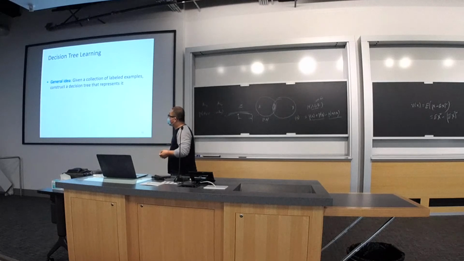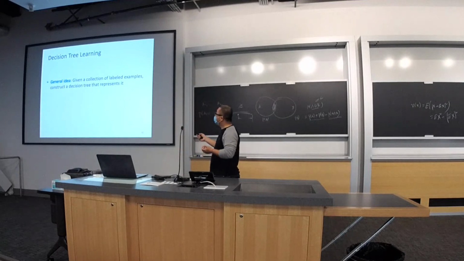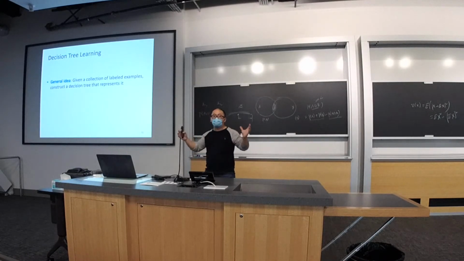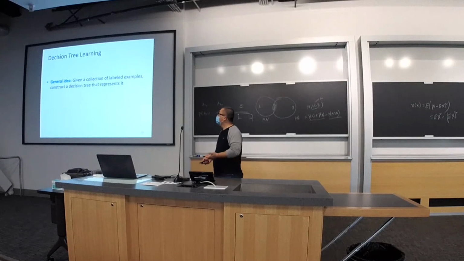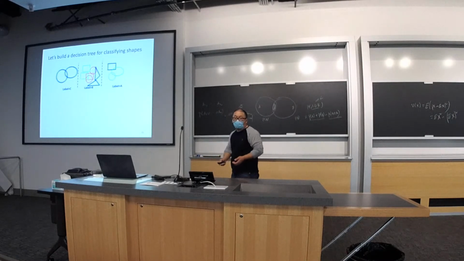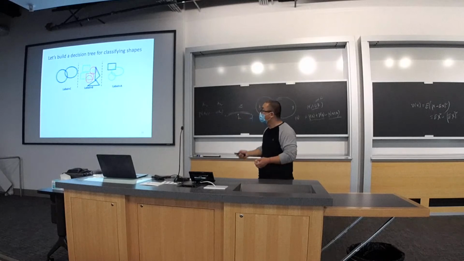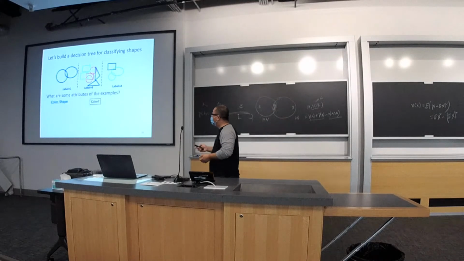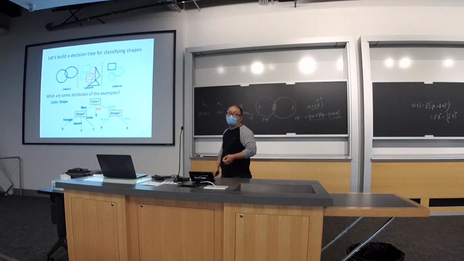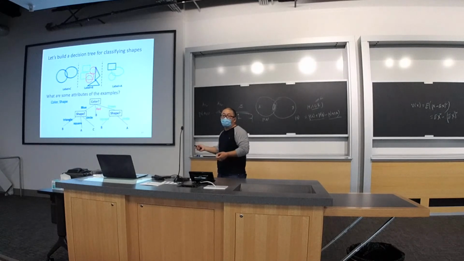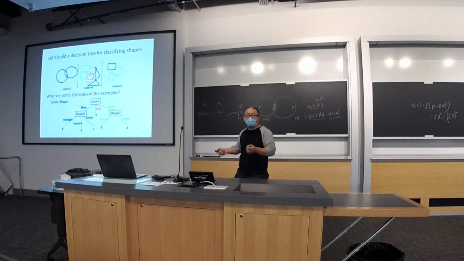So the general idea of decision tree learning is that, given a collection of labeled examples, we want to construct a decision tree to hierarchically, recursively represent this data set. That's it. I don't think we have time to go through construction, but I'll give you a representation of a decision tree, and we're going to walk through the construction procedure in the next lecture.